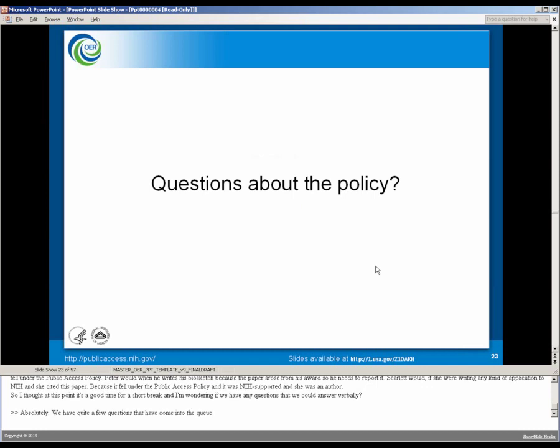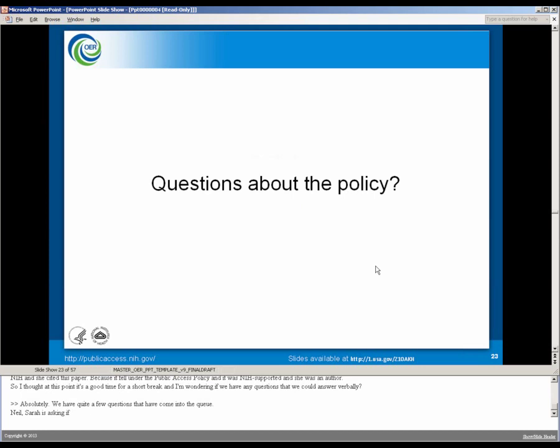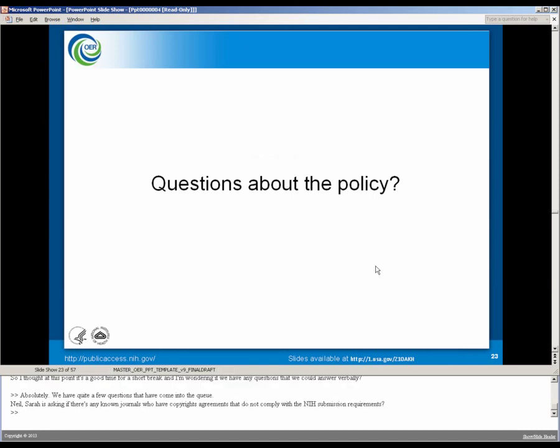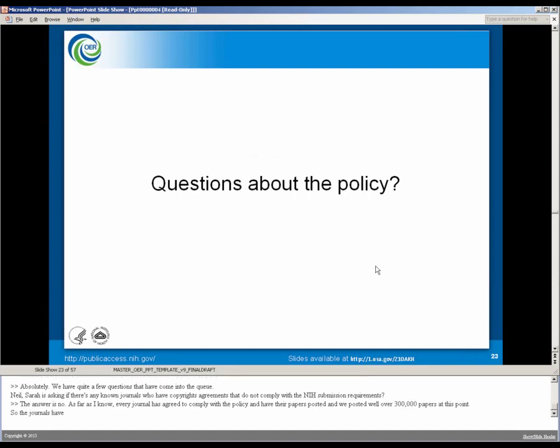Neil, Sarah is asking if there's any known journals who have copyright agreements that do not comply with the NIH submission requirements. The answer is no. As far as I know, every journal has agreed to comply with the policy and have their papers posted, and we've posted well over 300,000 papers at this point. So the journals have been very accommodating. What's important is that the authors let the journals know in advance that they need to comply with the policy. I think that's just a collegial thing to do.